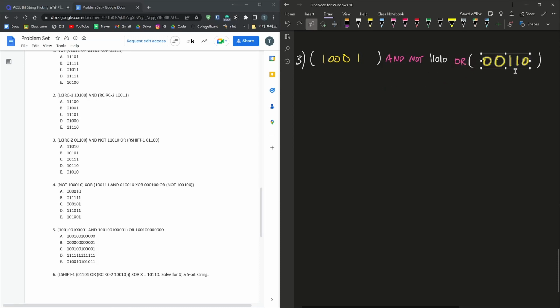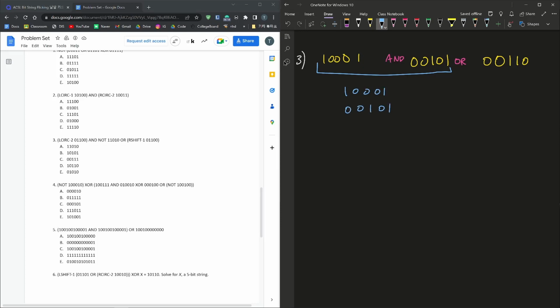with the answer. Okay, so then just to decrease confusion, we'll get rid of the parentheses now. According to the order of precedence, we must do NOT first. What we get is 00101, obviously. We can replace this part, and AND takes precedence over OR. So if we take this part, 10001 and 00101, just remember the shortcut to multiply.